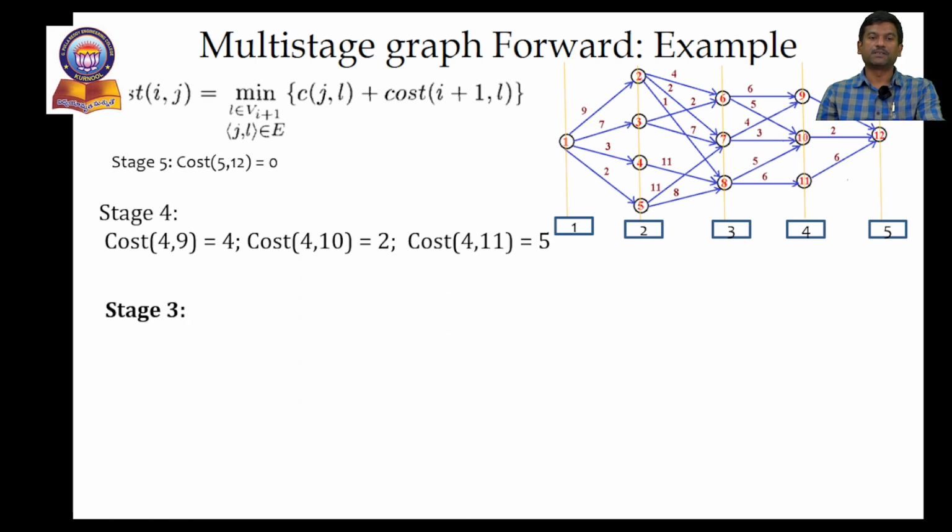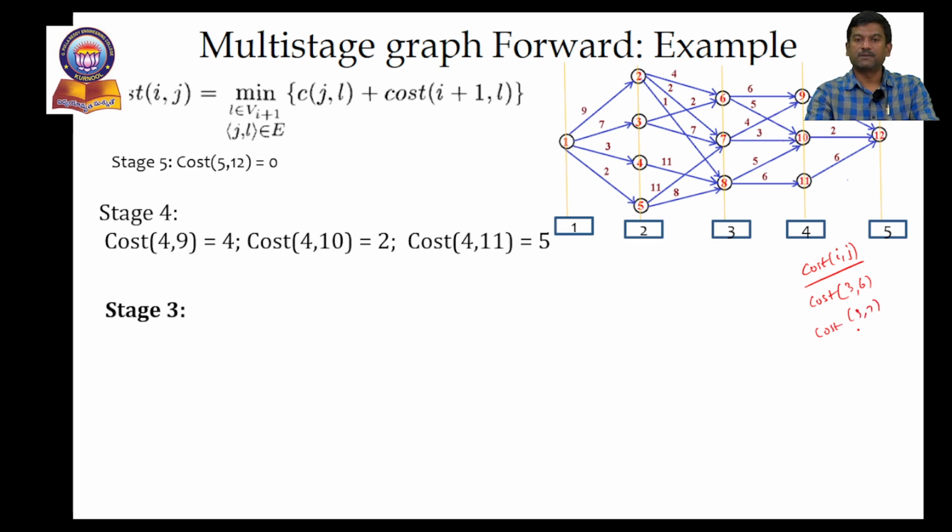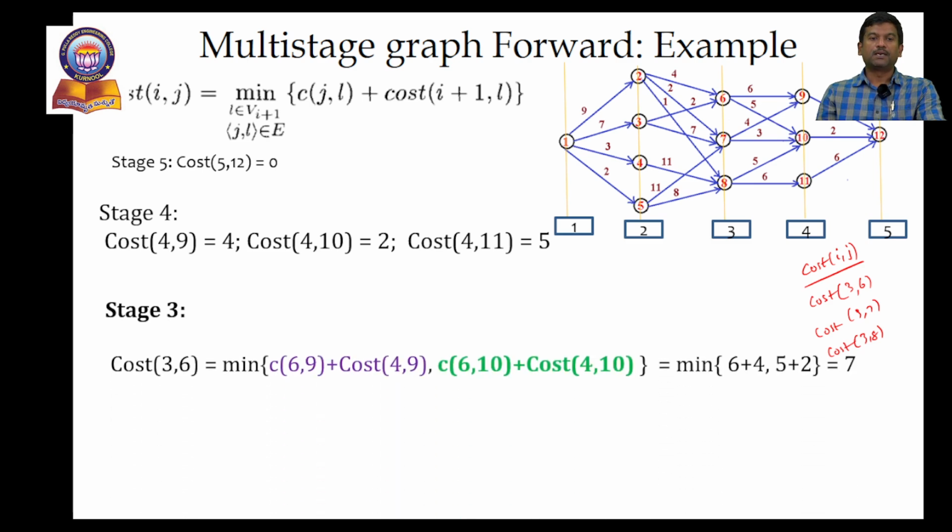You need to calculate stage 3. In the case of stage 3, the formula is cost of i comma j. Cost of i indicates the stage, we are at stage 3. So at stage 3, what are the vertices which are present? The vertices present at stage 3 are 6, 7 and 8. So these are the cost values which are to be found at stage 3, which are given by the formula.